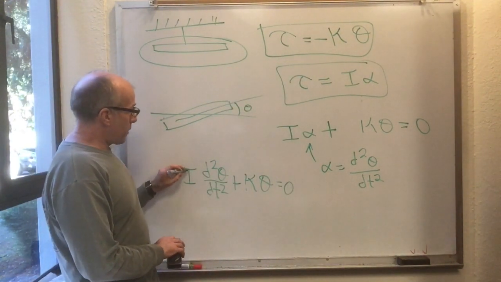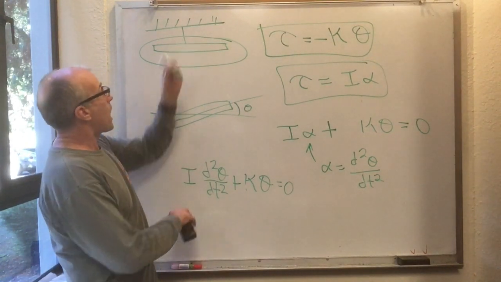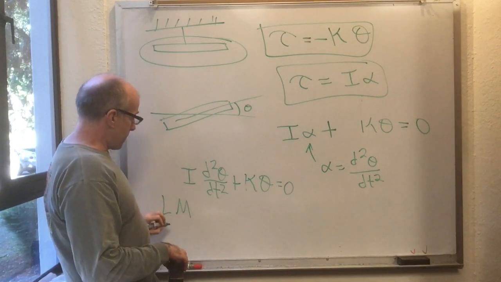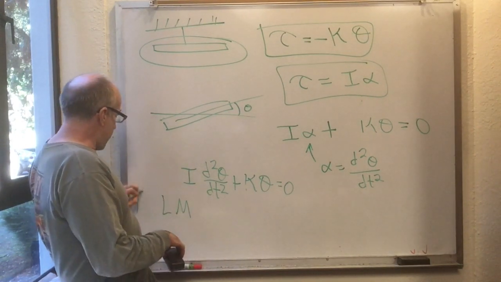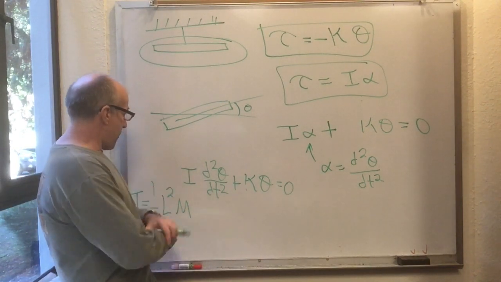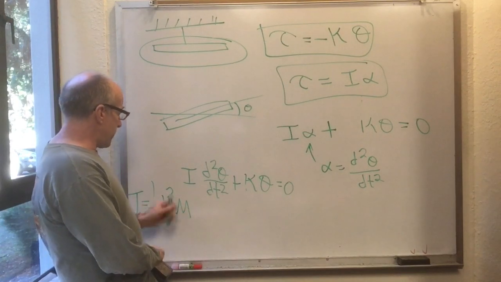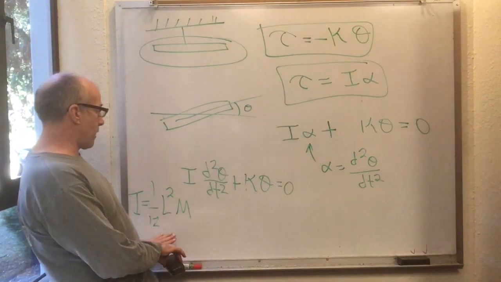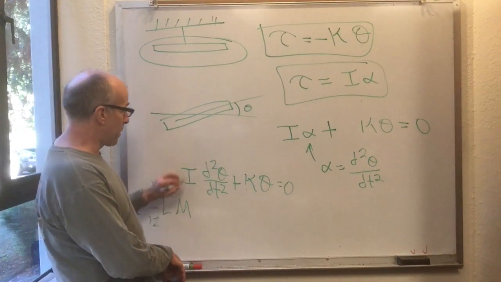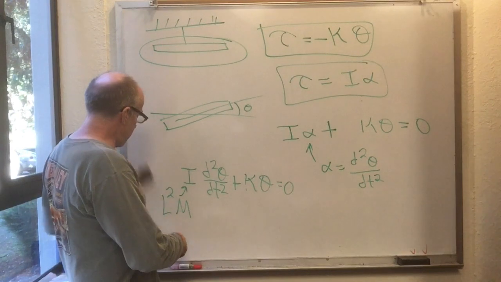Now, it doesn't really matter what I is here, but of course you know for a rod that's got length L and mass M that the formula for I is equal to 1/12 L squared M if it's spinning around the middle. So you could put that in. I don't think that's really going to help that much to put the fact that I is 1/12 L squared M in there for I, but you would know what to do. I'm going to leave it like that.